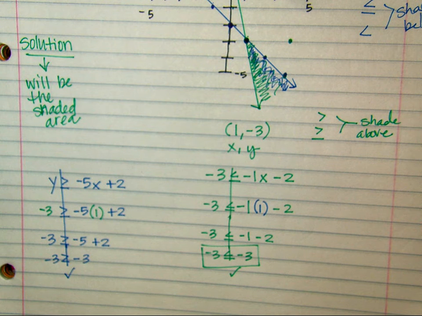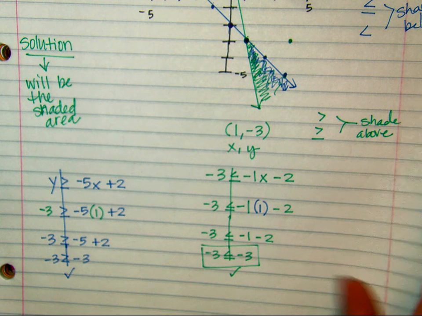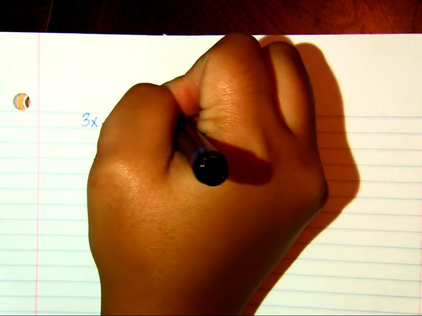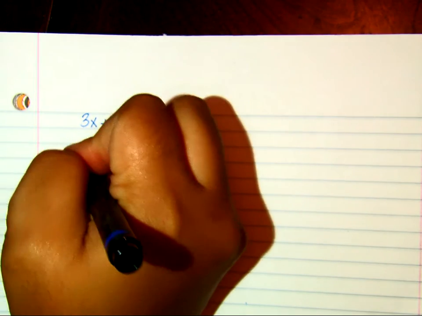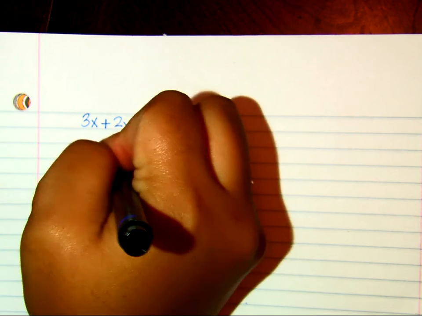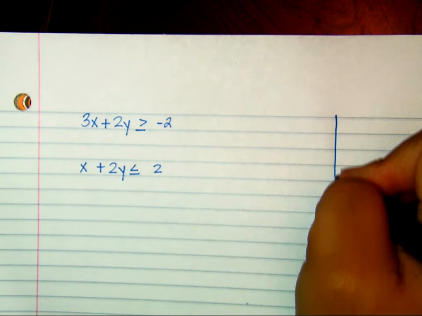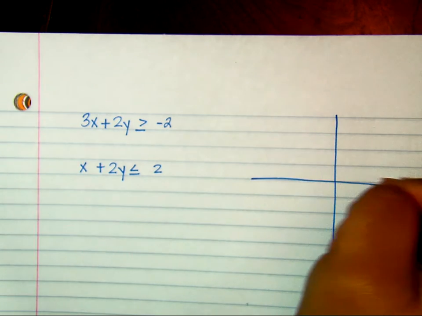Alright, so let me give you one that you would actually have to first solve. So if we are looking at this problem here, 3x plus 2y is greater than or equal to negative 2, and then x plus 2y is less than or equal to 2. And I'm going to draw my coordinate plane.